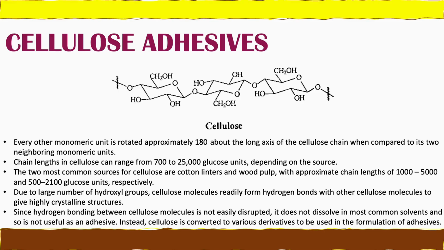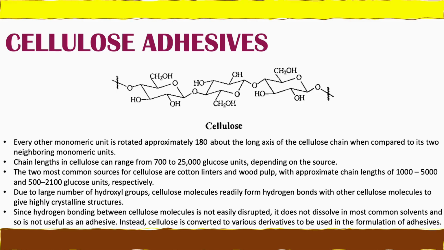Now, due to the presence of a large number of OH or hydroxyl groups, as you can see in the figure, one monomeric unit has almost three. So a large number of OH groups are present and give rise to a highly crystalline structure. Since the hydrogen bonding between the cellulosic molecules is not easy to disrupt, we say that cellulose itself is not so useful as an adhesive. Why? Because the hydrogen bonding present in the cellulose molecules is not easy to break up, due to which cellulose does not dissolve in most of the common solvents.